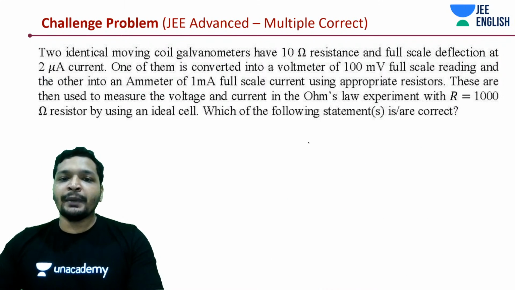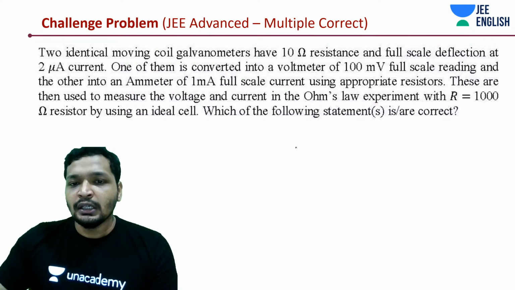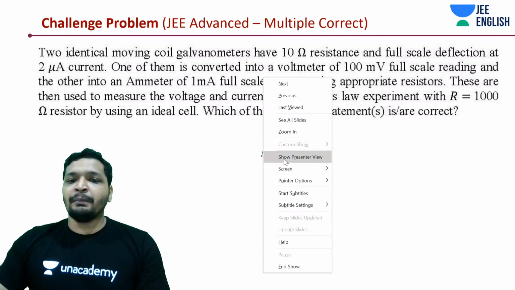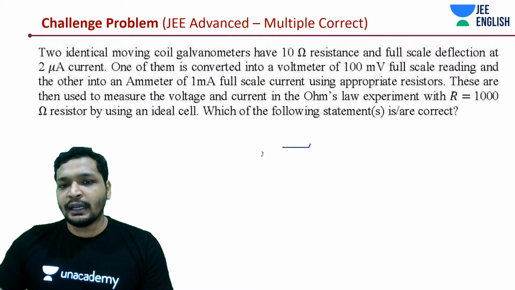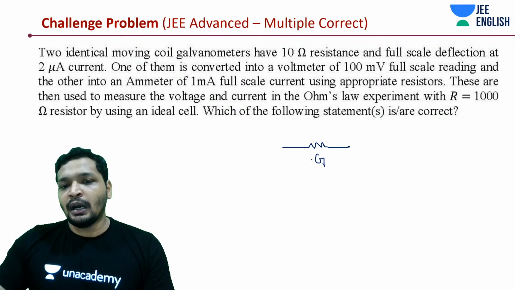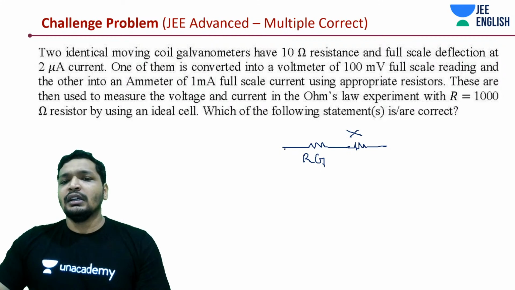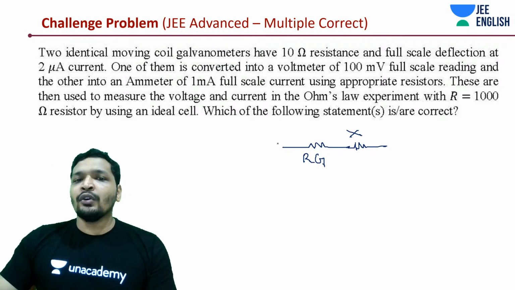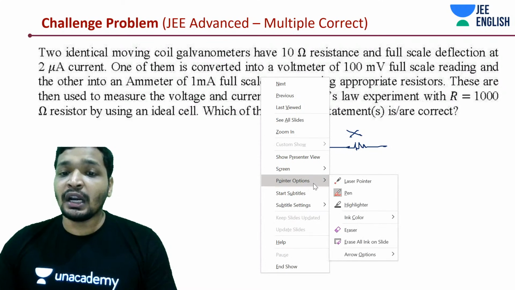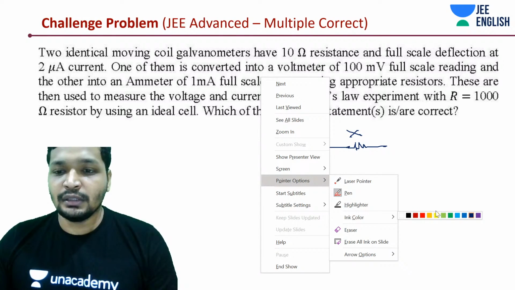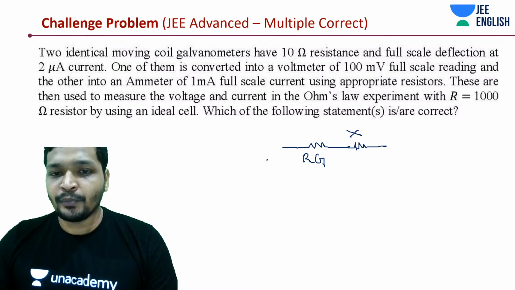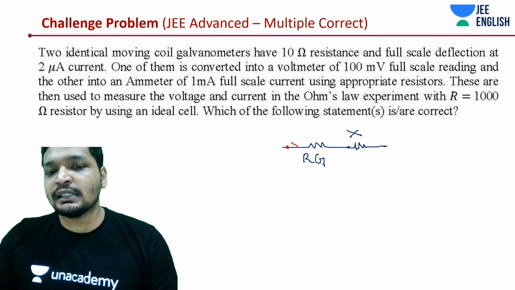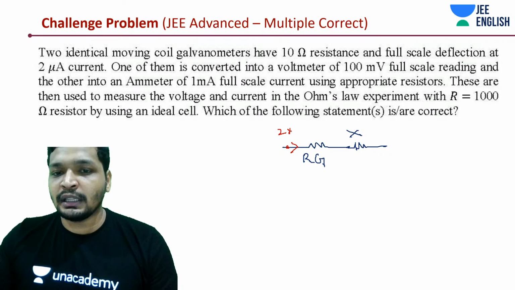Let's get into the voltmeter calculation. Now when it comes to the voltmeter, I'll explain that circuit diagram. It would be some RG kept in series with some large resistance, such that initially you are only able to assess 20 microvolts. Now you want to measure 100 millivolts. A huge jump. This device can only handle 2 microamperes, nothing more than that. It's a weak device.